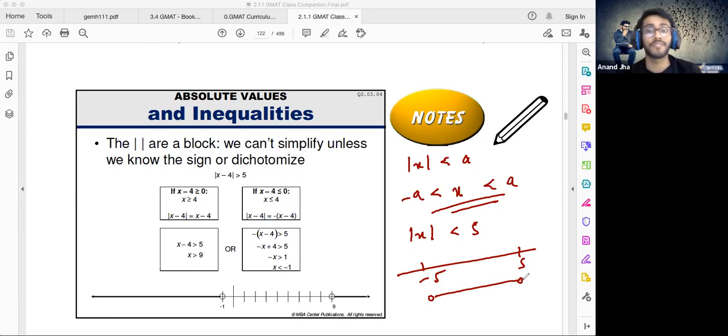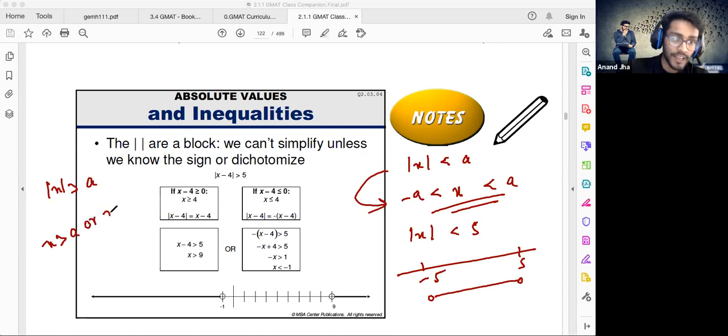So remember this. It's very, very important. This you have to remember. If mod x less than a, it means x greater than minus a and less than a. Okay. Now, let's talk about the greater part. Greater part has a twist. Mod x greater than a when x greater than a or x less than minus a. Here there is a twist.